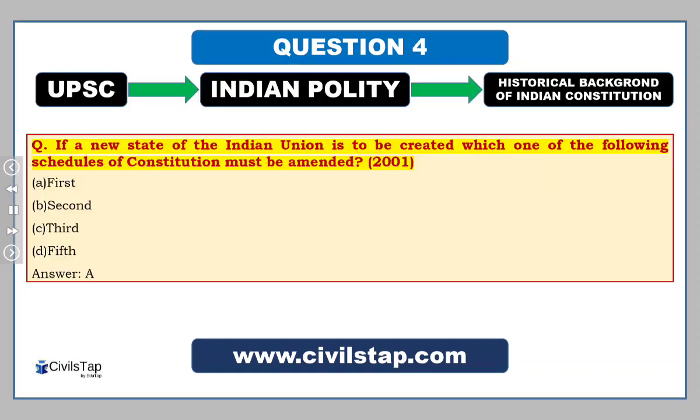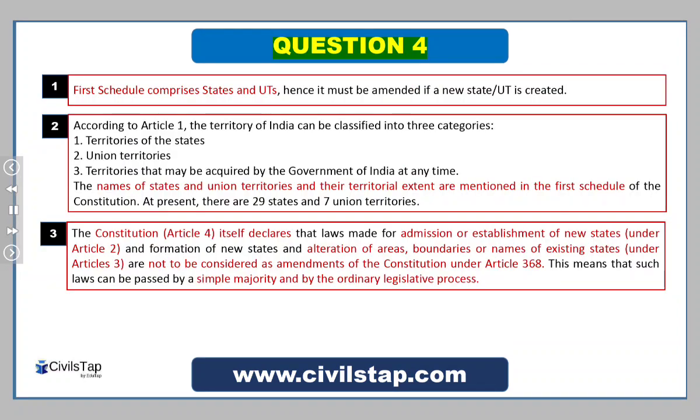Q. If a new state of the Indian Union is to be created, which one of the following schedules of the Constitution must be amended? 2001. A. 1st, B. 2nd, C. 3rd, D. 5th. Answer, A. Question 4. UPSC Indian Polity, Features of the Indian Constitution.